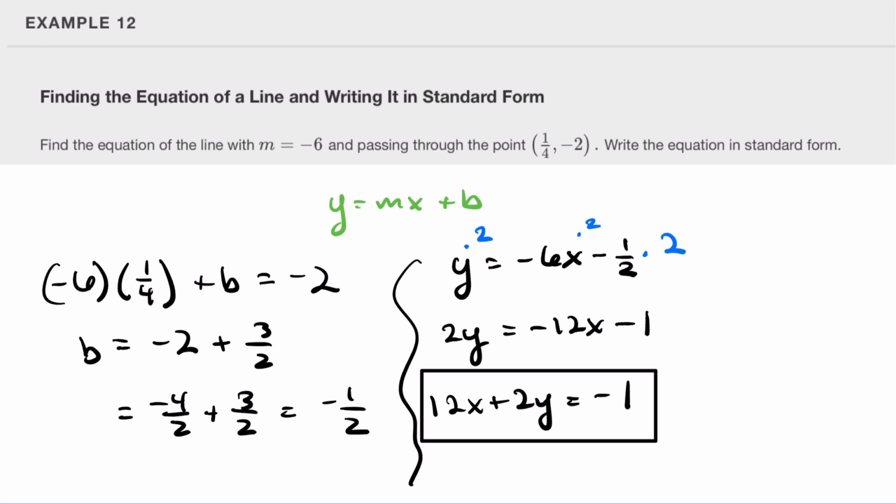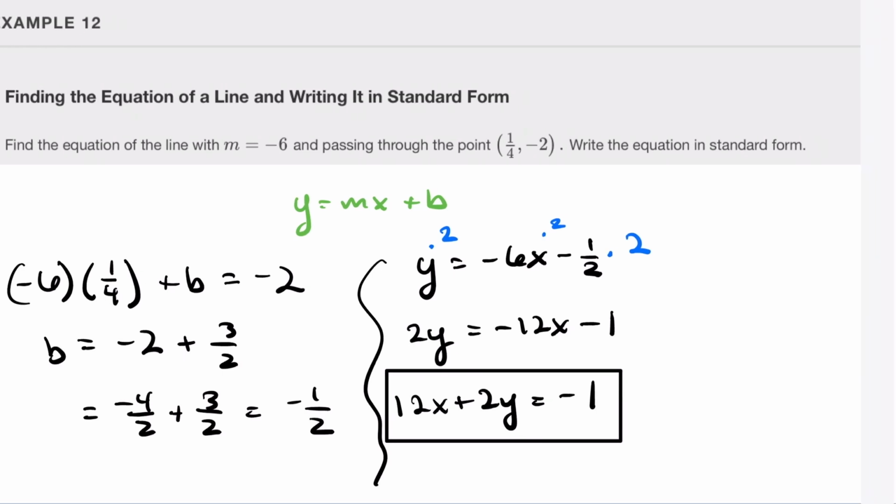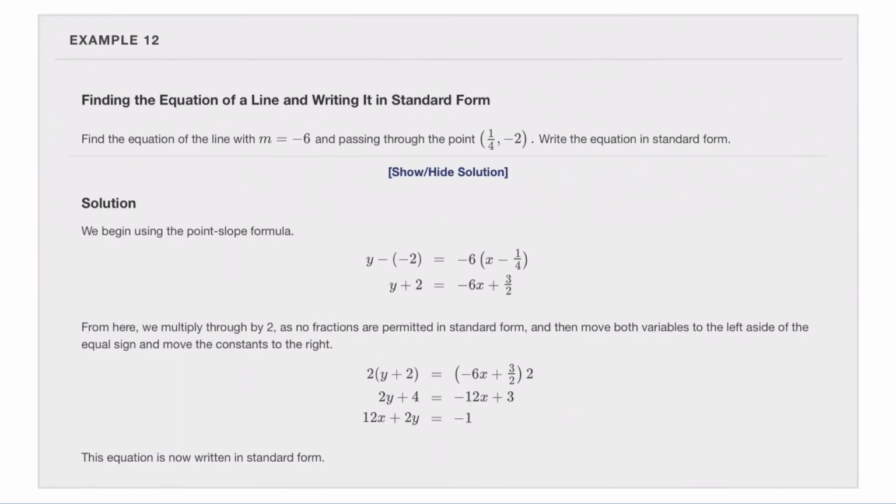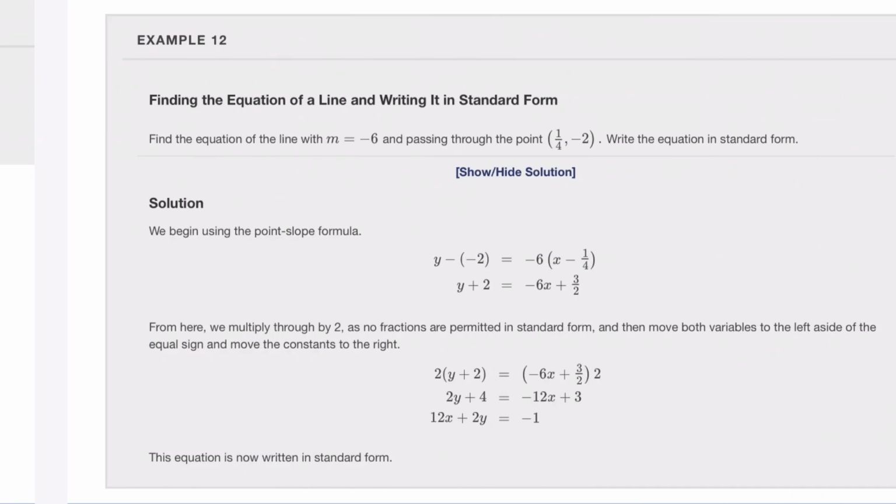Notice if we were to solve for y, we would get a slope of -6. And then when x is 1/4 and y is -2, 3 minus 4 is indeed -1. So 12x plus 2y equals -1.